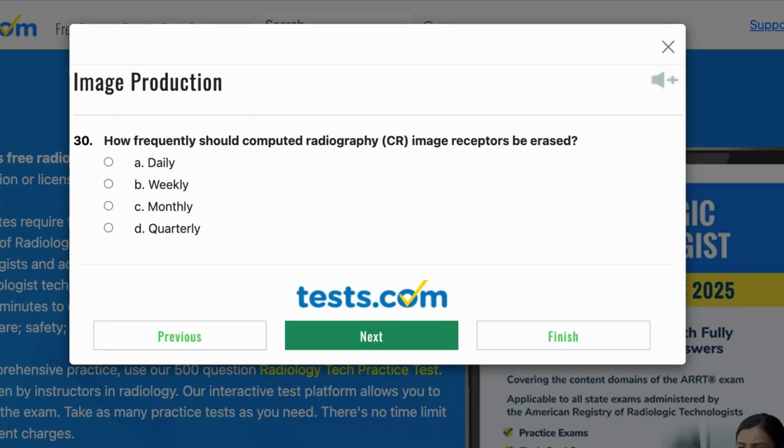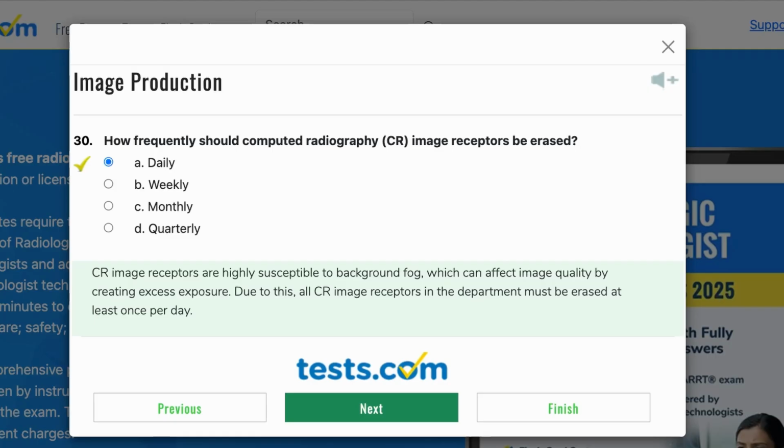Question 30. How frequently should computed radiography, or CR, image receptors be erased? A. Daily. B. Weekly. C. Monthly. D. Quarterly. A. Daily.